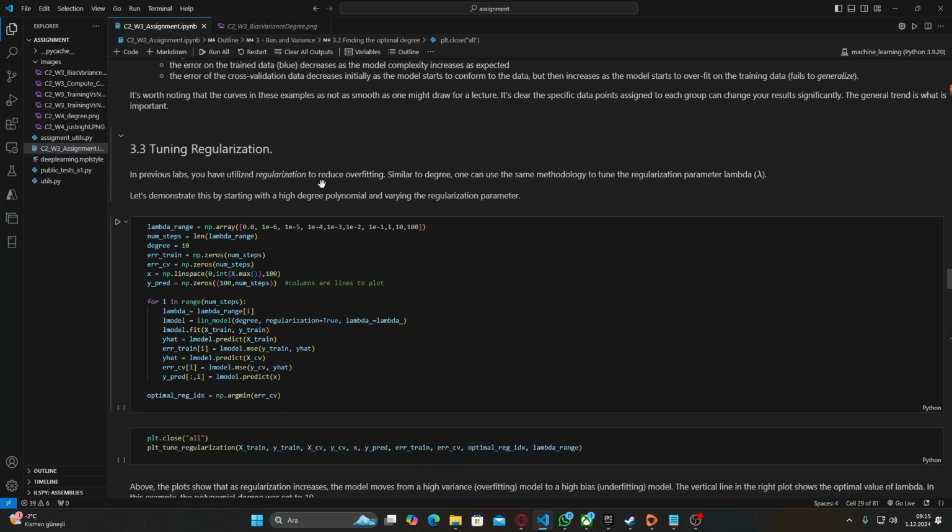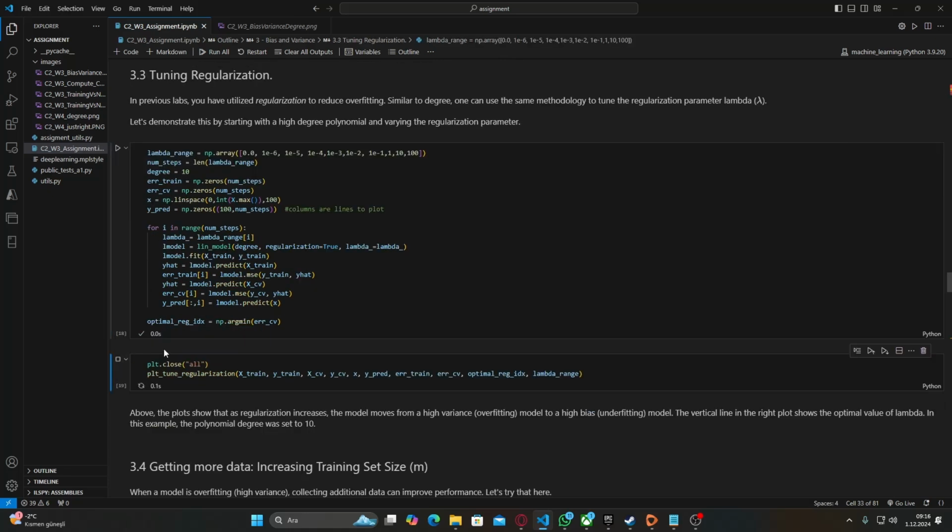And tuning regularization. In previous labs, you have utilized regularization to reduce overfitting, similar to degree. Simplicity is better for machine learning, and it's actually better to reduce overfitting. And similar to degree, one can use the same methodology to tune the regularization parameter lambda. And let's demonstrate this by starting with a high degree polynomial and varying the regularization parameter.